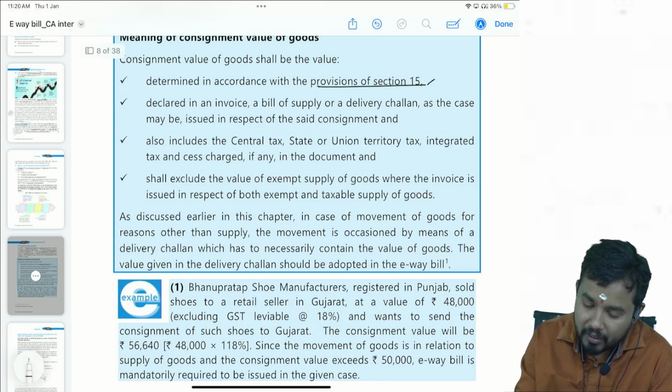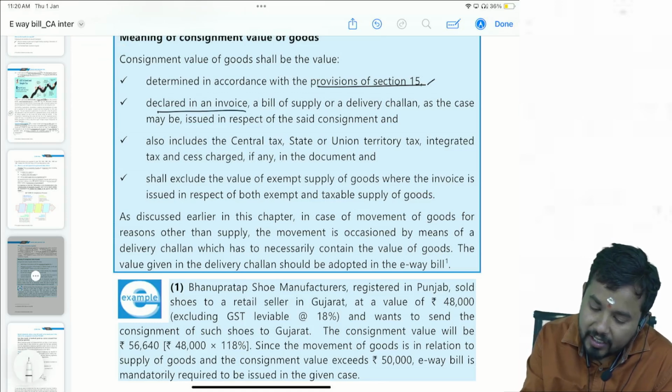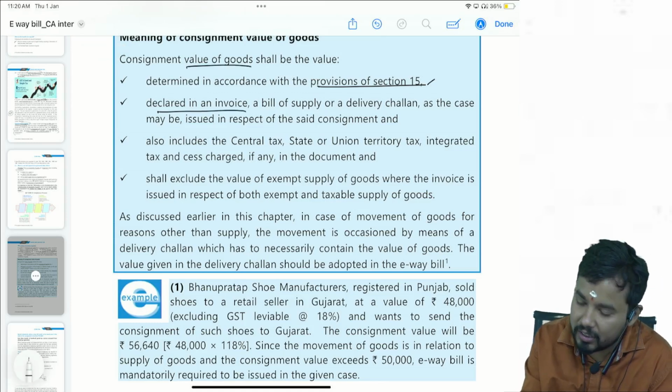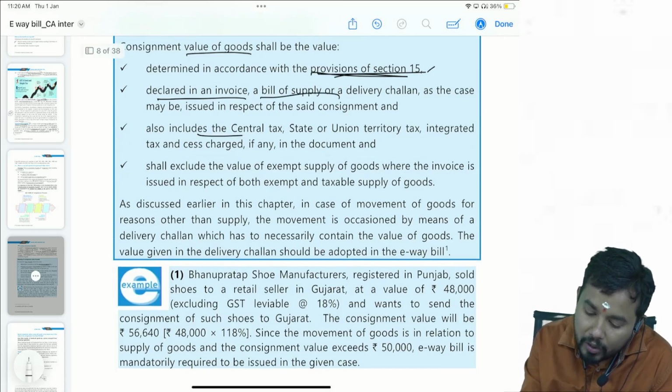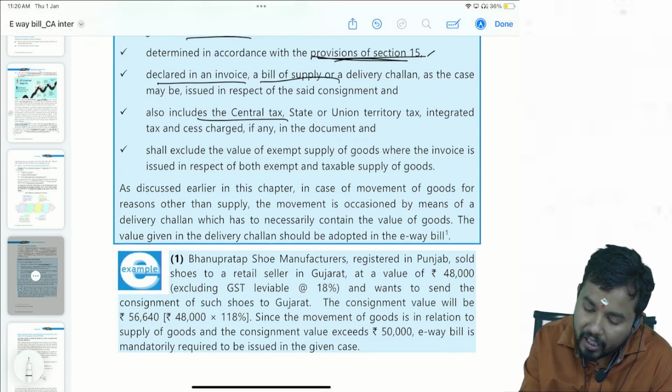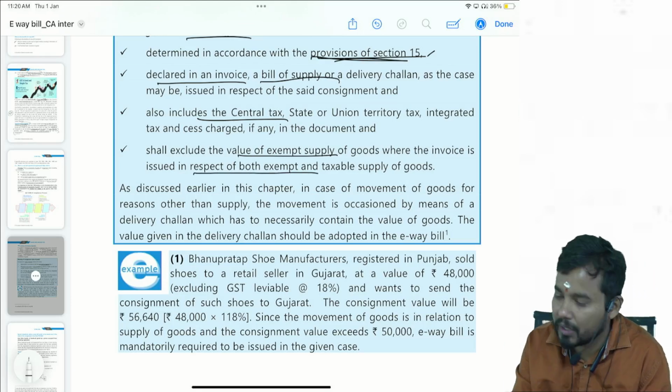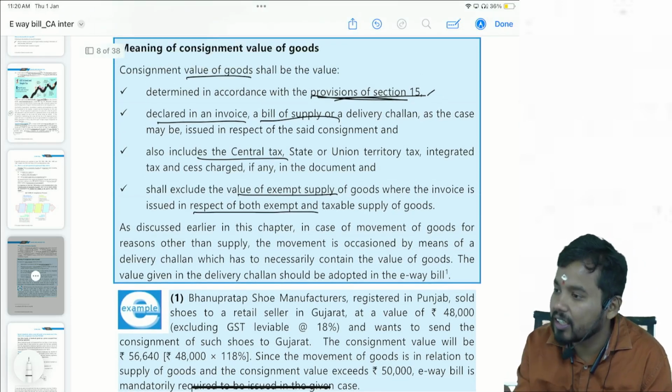Value of supply. Next, the value of goods determined in accordance with the provisions of section 15, declared in an invoice, a bill of supply or a delivery challan as the case may be, also includes the central tax, state tax, and shall include the value of exempt supply where the invoice is issued in respect of both. Simply speaking, I can say that it is your invoice value only.